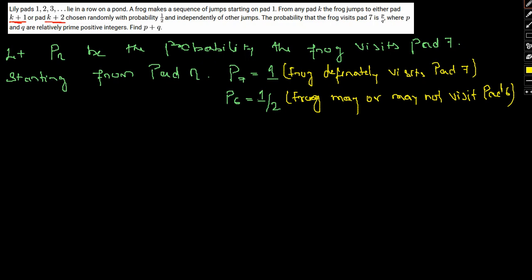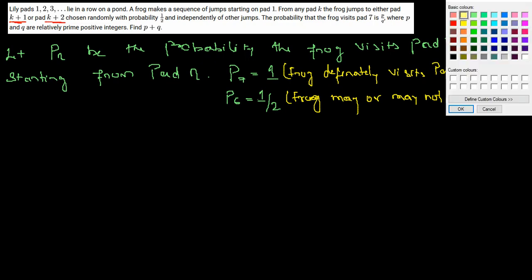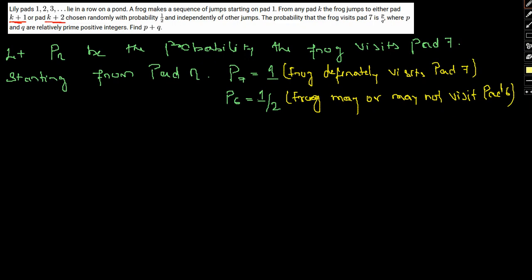Okay, so therefore we can draw a general conclusion here, being p of n is equal to 1 by 2 times p of n plus 1 plus p of n plus 2, for all integers n. Okay, so I hope this much is clear.